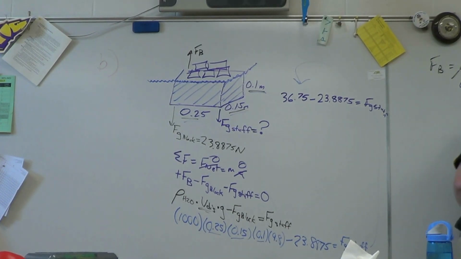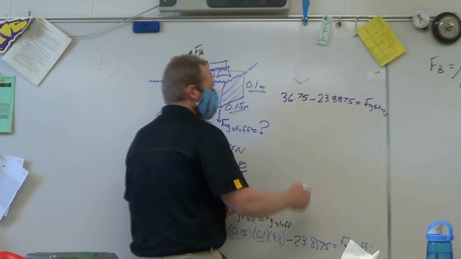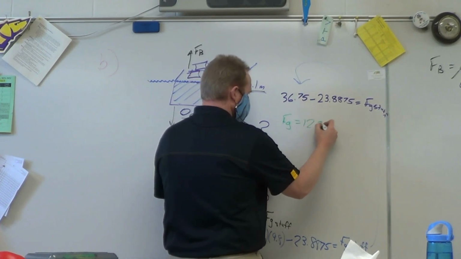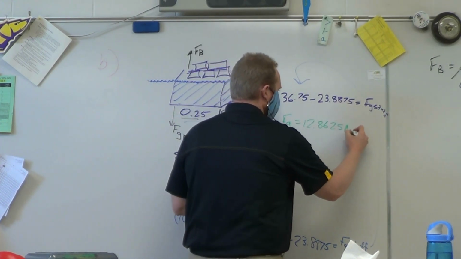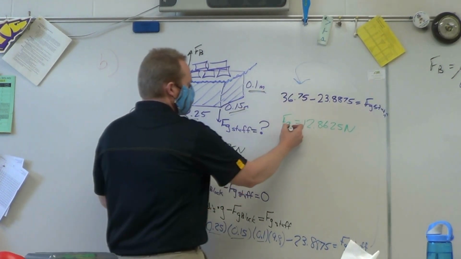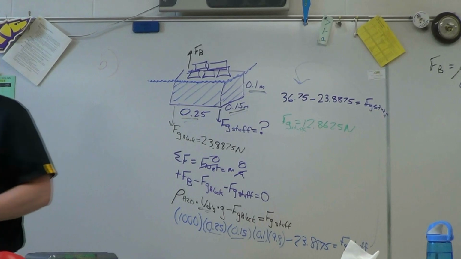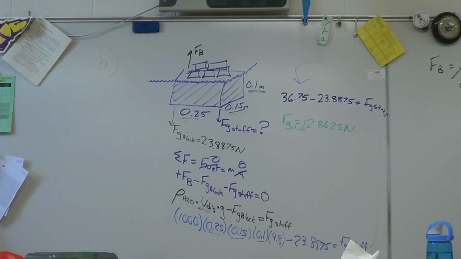So we take 36.75 minus 23.8875 and we get an FG that's equal to 12.8625 newtons. This is the FG of the stuff we can put on that block before we swamp it or make it go underwater.